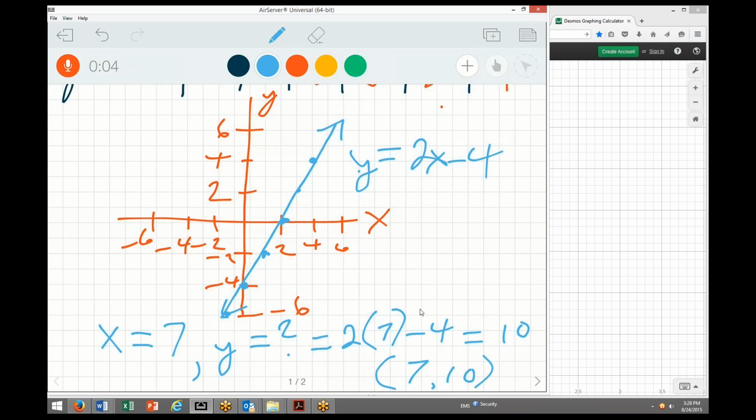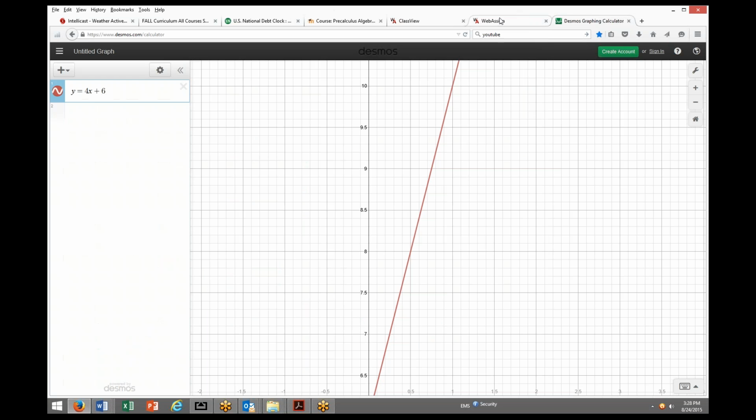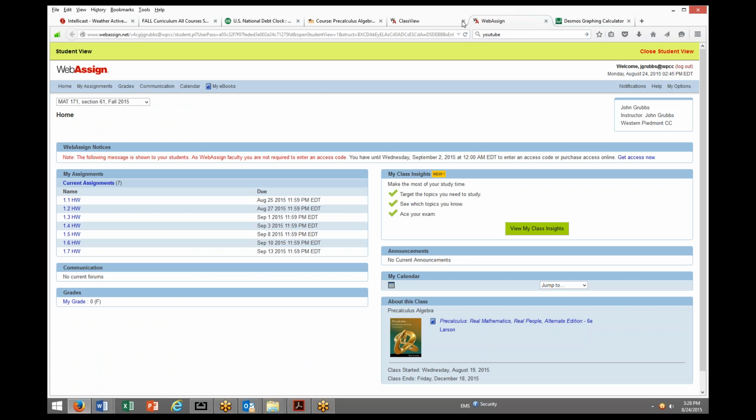Let me take us to one other place now. I'm going to take us into WebAssign for our text. And I am now in the student view of WebAssign for our course. This is essentially what it should look like when you open up WebAssign yourself, as most of you have already done. I'm going to click on My eBooks and click on that right there.